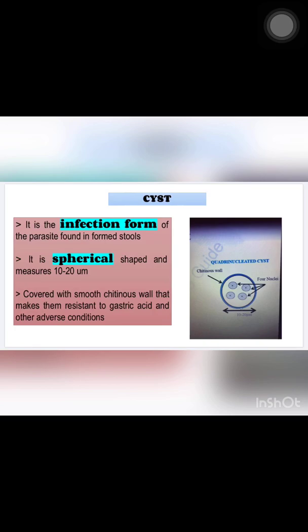As you can see in the structure of the quadrinucleated cyst, there are four nuclei already formed inside the chitinous wall, which means the parasite has already started forming inside the chitinous wall. The nuclear structure is the same as the trophozoite, with chromatoid bodies and a large glycogen mass. The quadrinucleated cyst is the mature cyst, present only in the gut lumen. They never invade the intestinal wall.